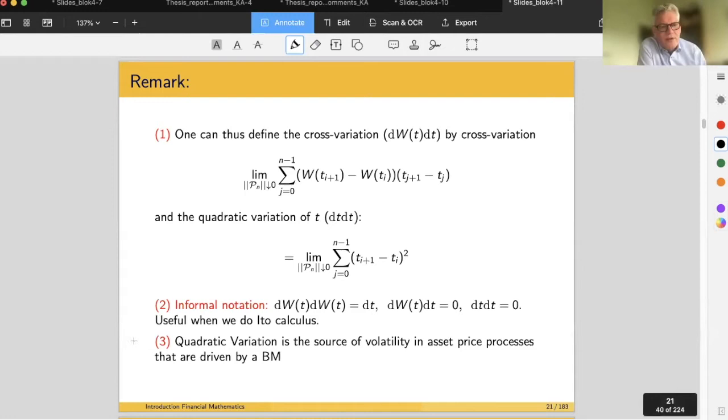Now, a final thing that we would like to tell you, and for which we will give an example later on, is that quadratic variation is the source of volatility in stock price processes that are driven by a Brownian motion. And we will show that now in an example, but we will come back to that later again in chapter 4. But for now, we will do an example with this.